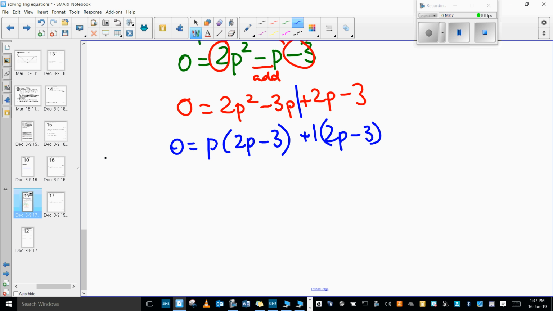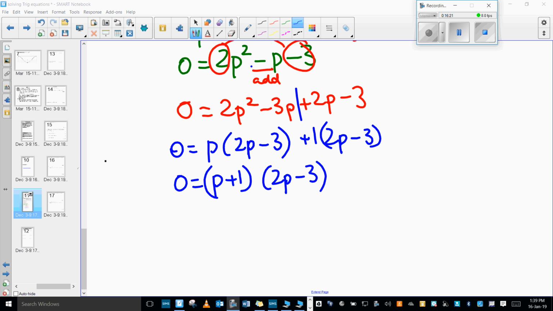So then we've got 0 equals p plus 1, 2p minus 3. So the 1's kind of like imaginary, but not. So that now means that p has to equal negative 1, because it's either this bracket is equal to 0, or p is equal to 3 over 2.